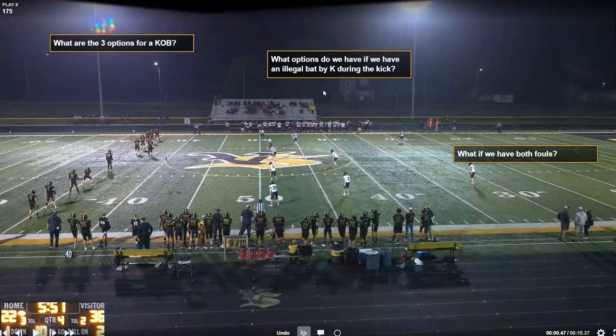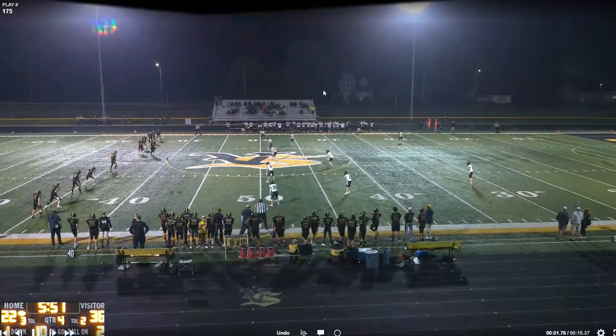All right, this is an interesting one. So we need to know the 3 options for a kickoff out of bounds. So what options do we have if there's an illegal bat by K during the kick, which we do have in this play, and we don't see many illegal bats? And what if we have both fouls? Okay, so some things to think about as we watch the play.